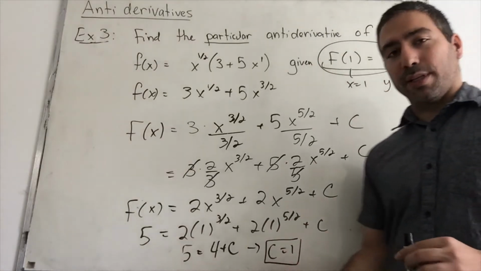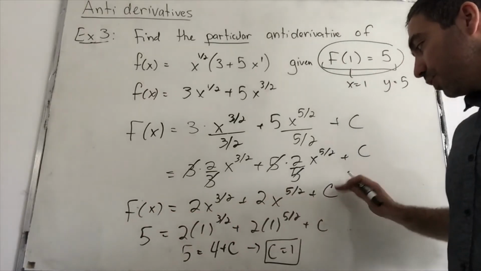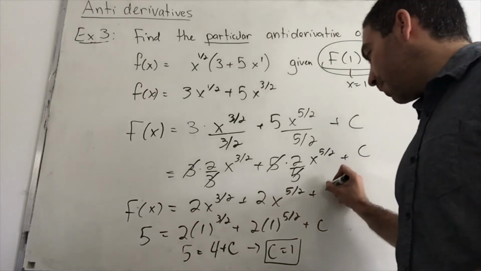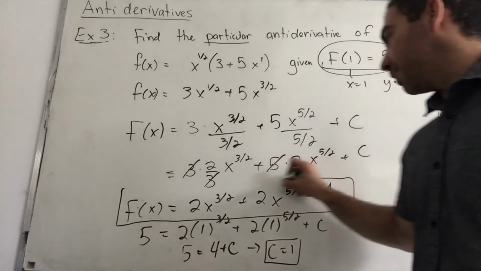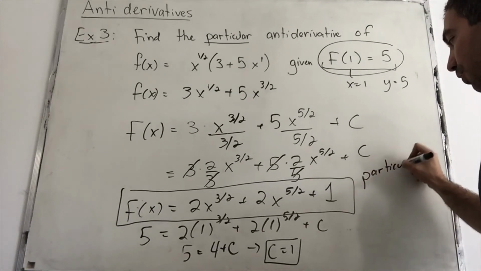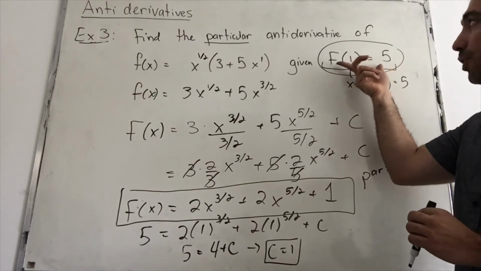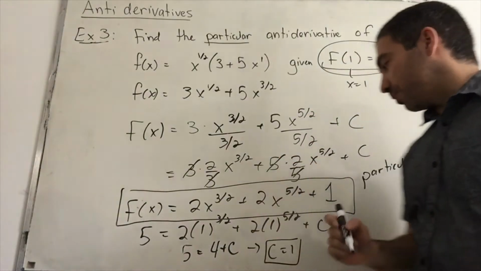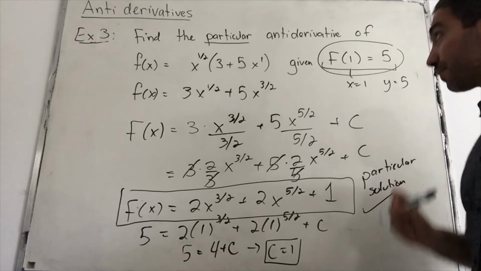And now we have our particular solution. So this answer over here is the general solution. Replacing the c with 1 back into the general solution gives us our particular solution, the particular antiderivative. Okay, so make sure you understand the difference between general solution and particular solution. Whenever you're given an initial condition, it's a particular solution problem. Okay, and that's the answer.